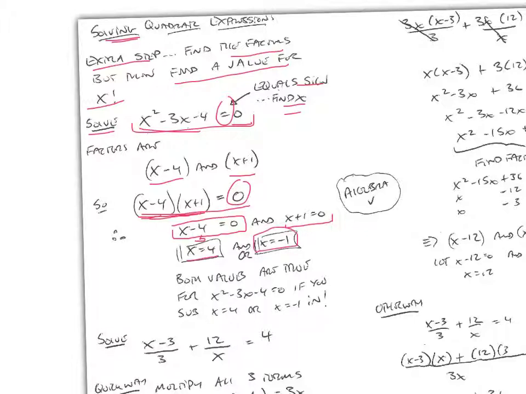Okay, so both values are true actually. If you let x equal 4 and put it into that, that would hold true as 0. And if you let x equal minus 1 and put it into this, that would all equal 0 as well.